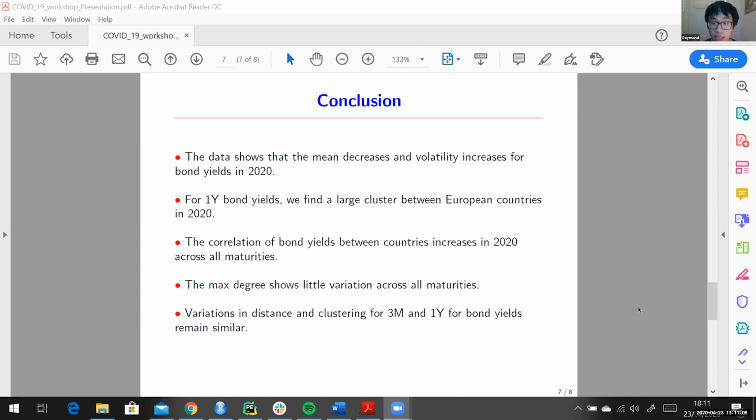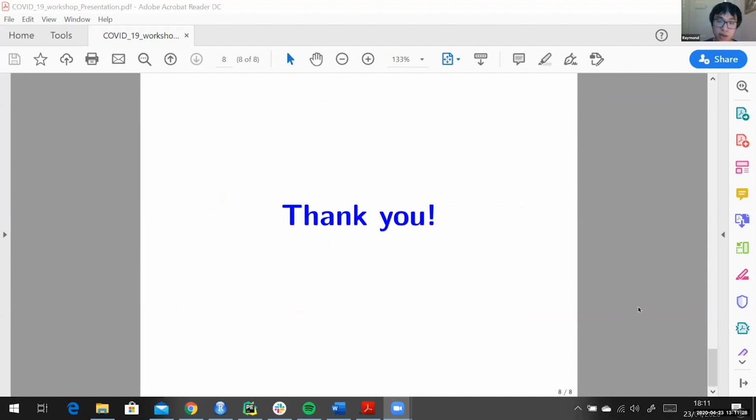We find that the correlation is also increasing in 2020. In terms of the degree, that's staying the same. So that measure of centrality is staying the same between 2019 and 2020. And they also find that for 3 months and 1 year the variation clustering is more or less similar, but this is not the same for the 10-year. Thank you very much.